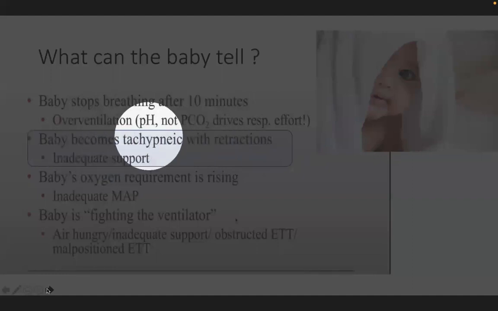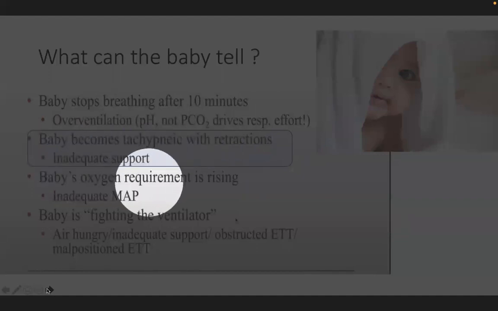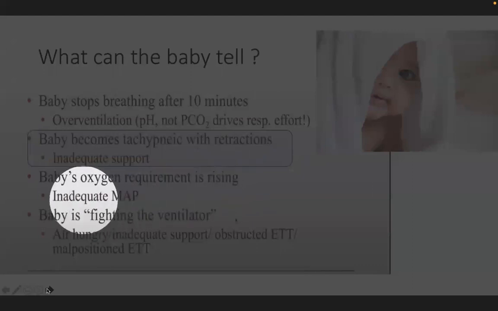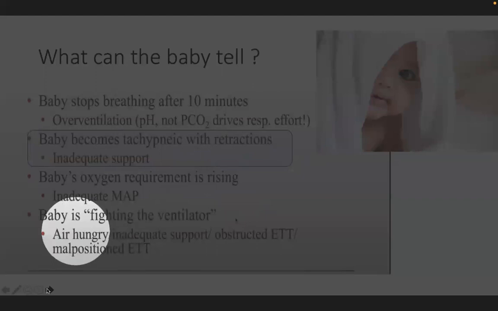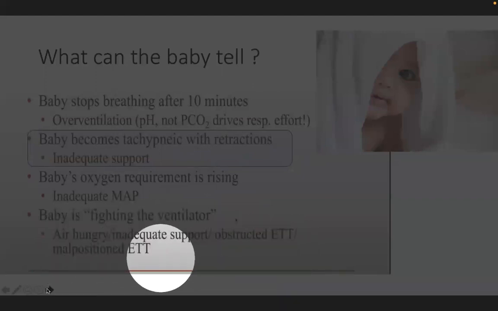If the baby becomes tachypneic with retractions, as I have already mentioned, it may be due to inadequate support. If the baby's oxygen requirement is rising, we should increase the MAP. If the baby is fighting the ventilator, it may be due to air hunger, inadequate support, obstructed ETT, or malposition.